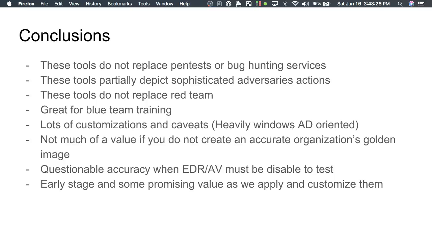They don't replace a red team. I don't think any tool at this point replaces humans. Humans against humans is usually the best model to go. Great for routine training. There are a lot of customizations and caveats. It relies heavily on Windows AD because, of course, most of our enterprises are based on Windows AD. And sometimes there's not much value if you don't create an organization's golden image. That's like sampling the wrong page, right? You're not really getting anywhere. And sometimes there's questionable accuracy because you need to disable, a lot of times, EDR or AV. So if you disable that, how realistic is this?